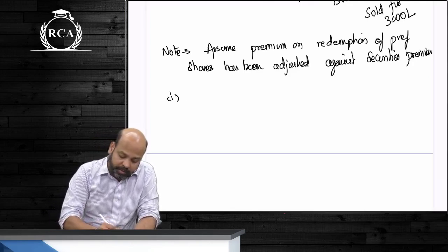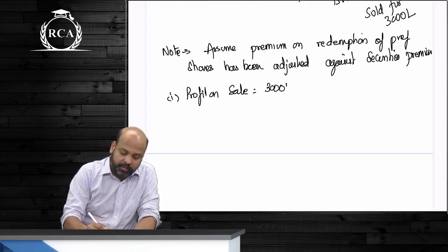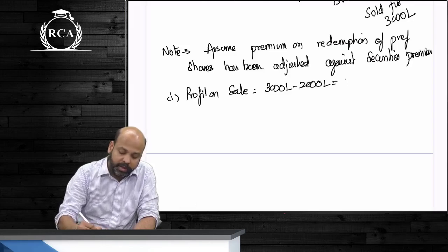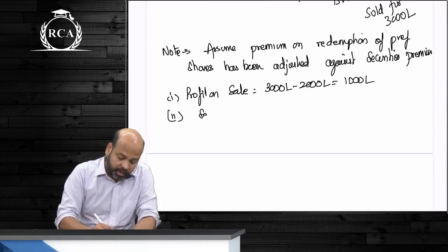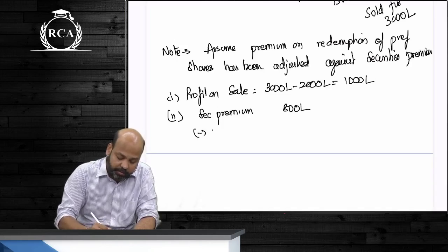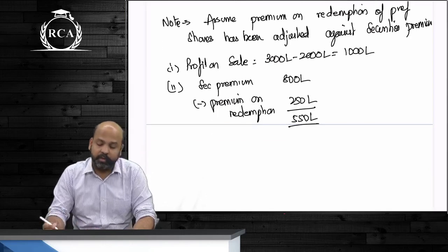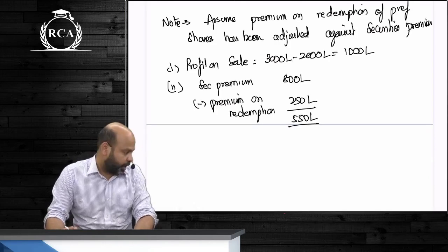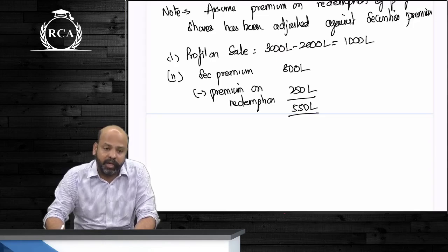So what will you write as the answer to the first bit? How will profit on sale come? 3000 lakhs minus 2000 lakhs, that is 1000. Answer to the second bit. In securities premium, how much balance did we have? 800 lakhs minus premium on redemption, which is 250 lakhs. So you will have a balance of 550 lakhs. Securities premium has a balance of 800 lakhs. We have adjusted 250 lakhs, guys. So the net balance is 550 lakhs.